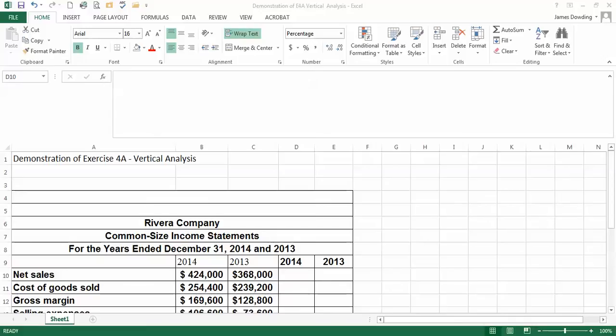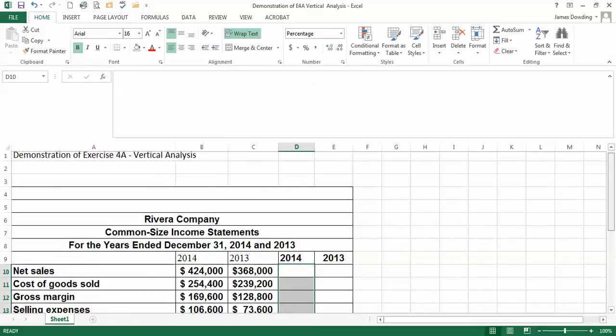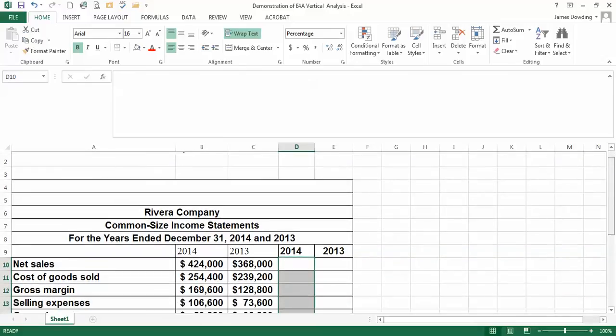This is a demonstration of how to do the vertical analysis. For this illustration, I'm using Chapter 14, Exercise E4A. In this case, we're going to do the vertical analysis, and what we're doing is comparing things vertically from top to bottom.